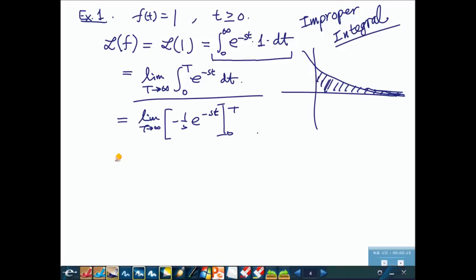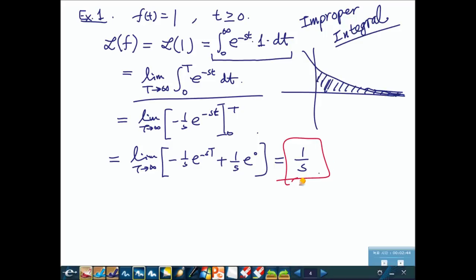Okay? And so this is the limit as t goes to infinity of minus 1 over s e to the minus st, plus 1 over s e to the 0. As t goes to infinity, the first term goes to 0, right? And e to the 0 is 1, so it's 1 over s. Okay? So it's a fairly easy calculation: the Laplace transform of the function 1, or number 1, is 1 over s in S domain.